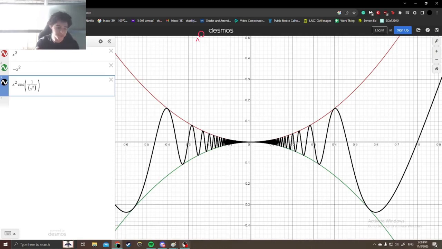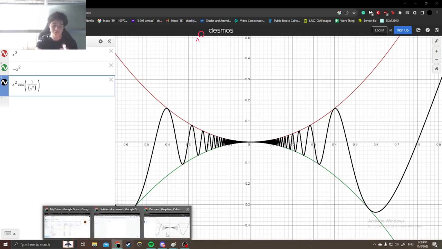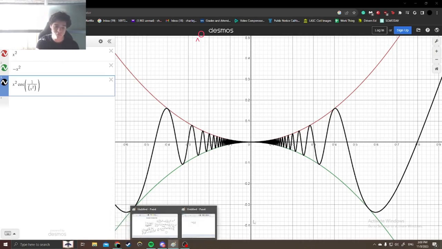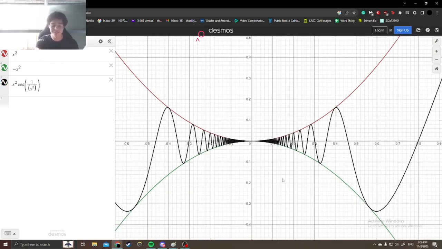So that's the basics of the squeeze theorem. You really do not use it that much, but I think it's cool, and I think that this graph in particular looks really cool. All right, moving on.